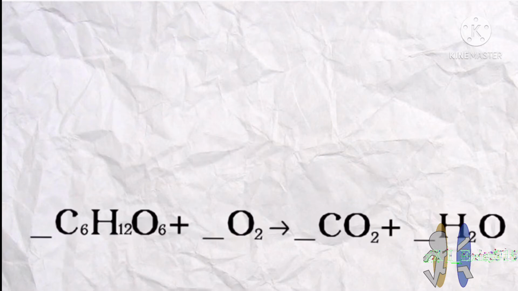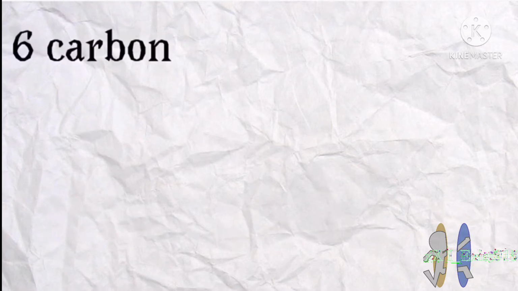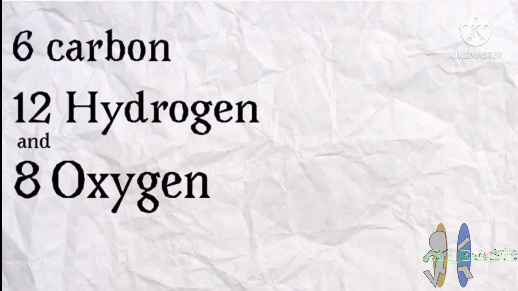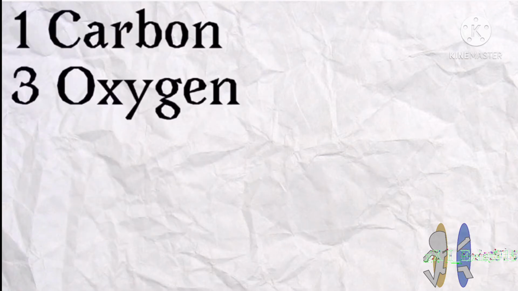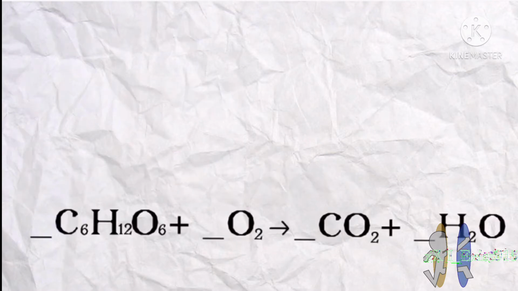When counting on the left side, we get 6 carbon, 12 hydrogen, and 8 oxygen. On the other side of the equation, we have 1 carbon, 3 oxygen, and 2 hydrogen. We see that on the right side there is only 1 carbon, which is in CO2. And on the left side, we see that there is 6 carbon.